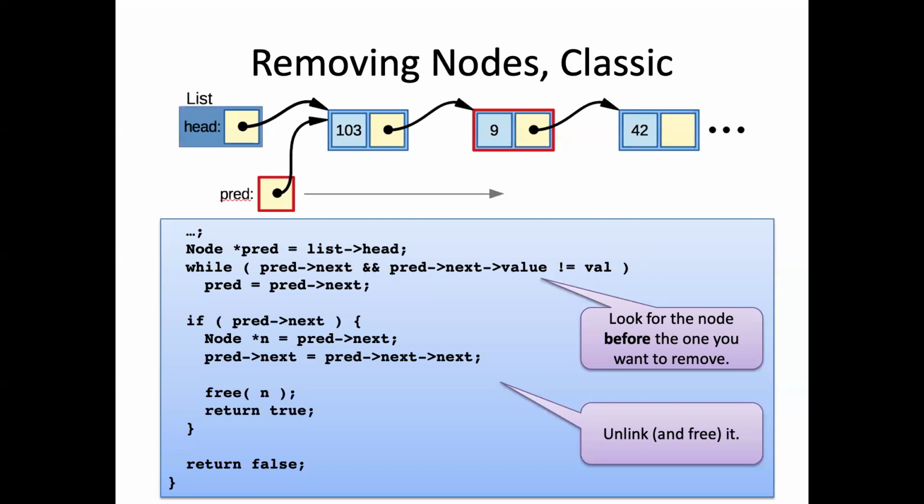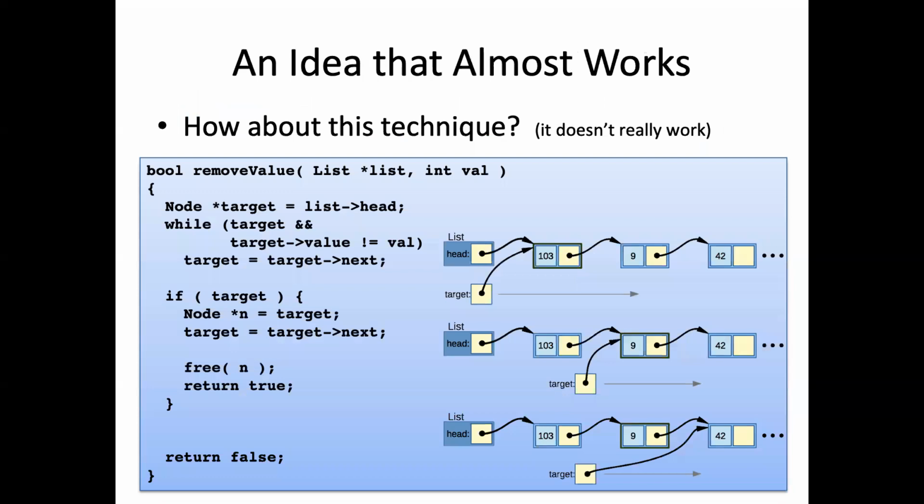So this is how you might normally write it. And this is fine. I would say it's just maybe twice as long as it needs to be, because we're treating removing the first node as if it's a special case. Wouldn't it be simpler if we could just go find the node we want to remove and remove it, whether it's the first node or not? And that's what this implementation does. At least that's what it tries to do.